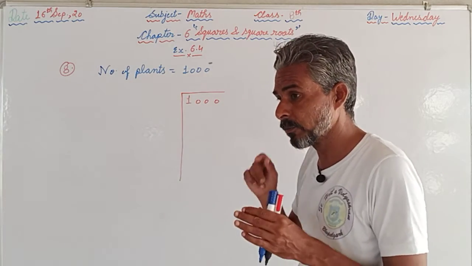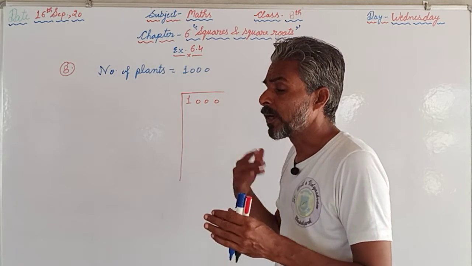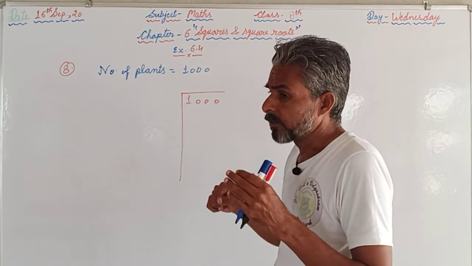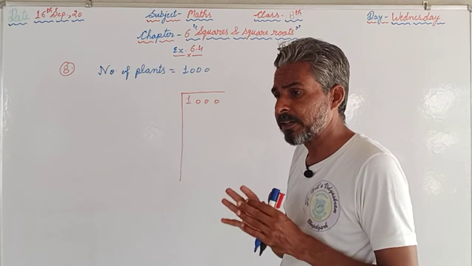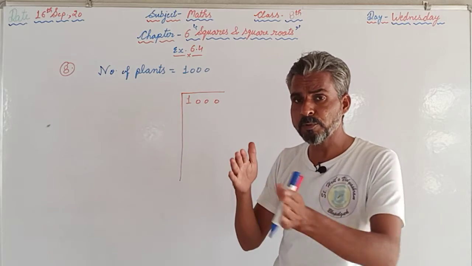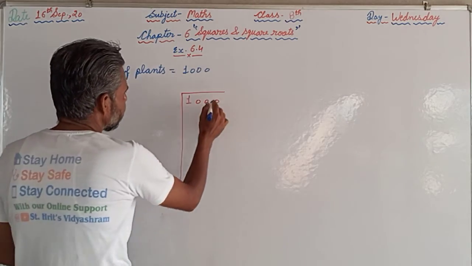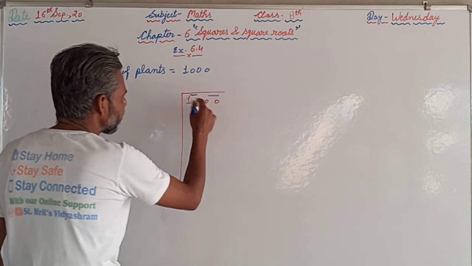So first of all, we are supposed to find the number which is to be added to 1000 to get the perfect square. That many plants will be required by the gardener to complete that arrangement. What type of arrangement? The number of rows should be equal to the number of columns. So here first of all we will start the pairing from the right hand side.